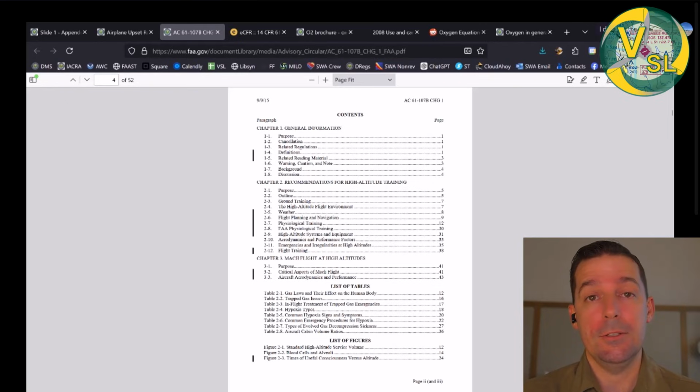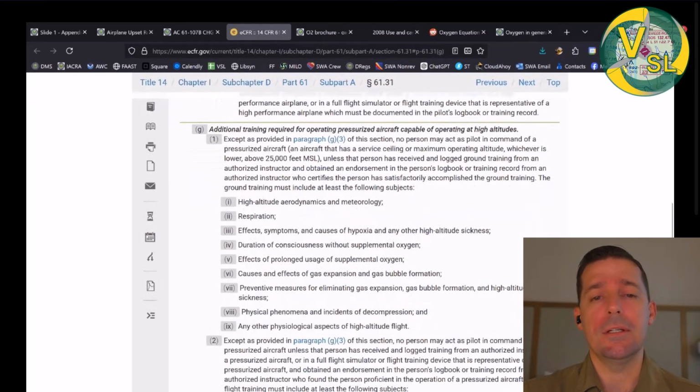The reason you might need ground training here is outlined in Part 61.31, where all those additional endorsements are, like your tailwheel, high performance, complex, and high altitude endorsements. Just as a review, the high altitude endorsement is only required if you're going to act as pilot in command of a pressurized aircraft that has a service ceiling or maximum operating altitude, whichever is lower, above 25,000 feet MSL.